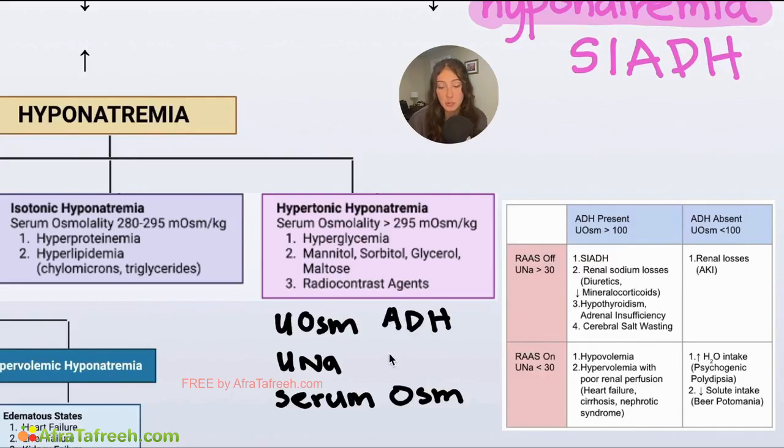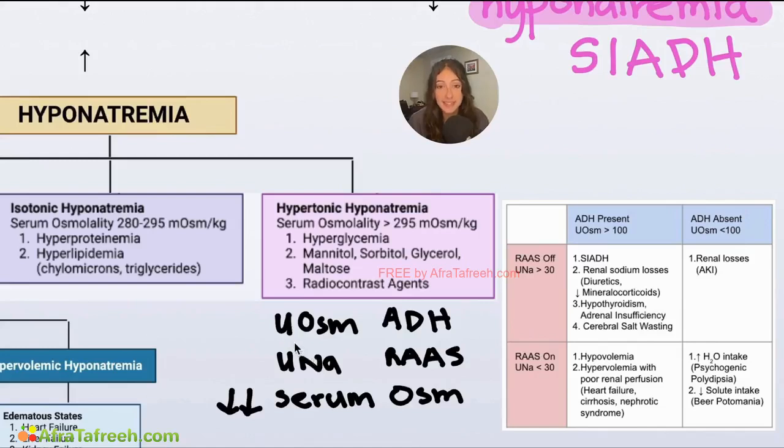Urine sodium is a great proxy to see if we have RAS activated or inactivated. And then serum osmolality is just going to be if we have a hypotonic, hypertonic, or isotonic hyponatremia. We already know that because both of the diagnoses we're considering were in that hypotonic hyponatremia category, our serum osmolality should be low. But that still leaves us with what is going on with our urine osmolality and our urine sodium.